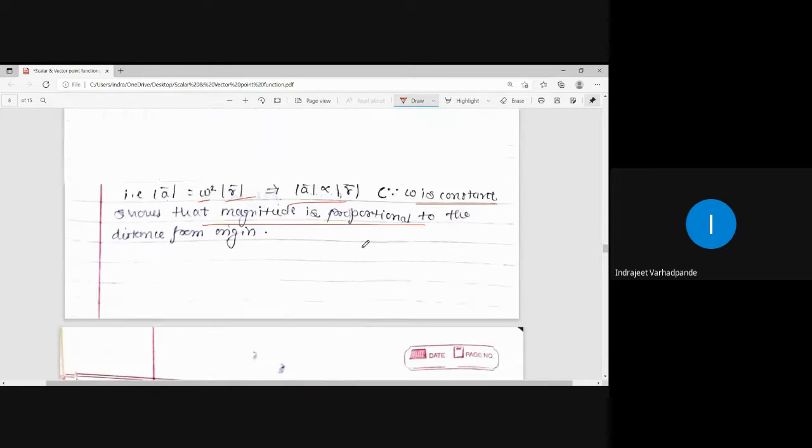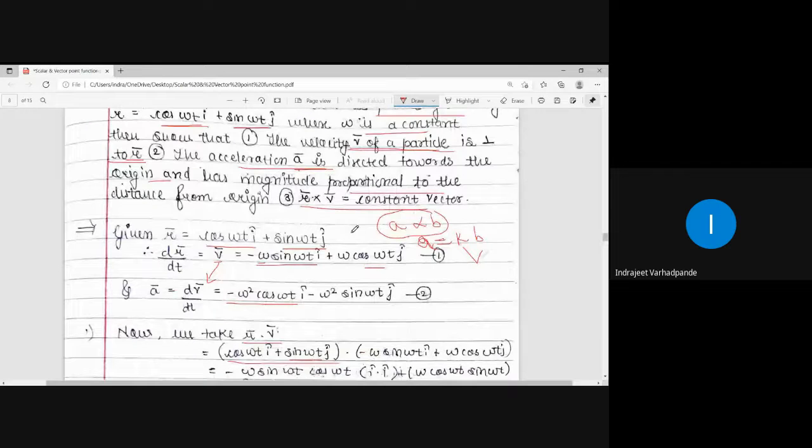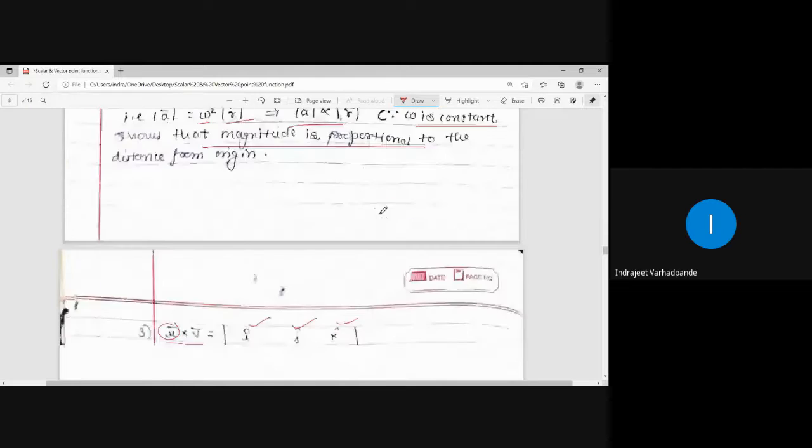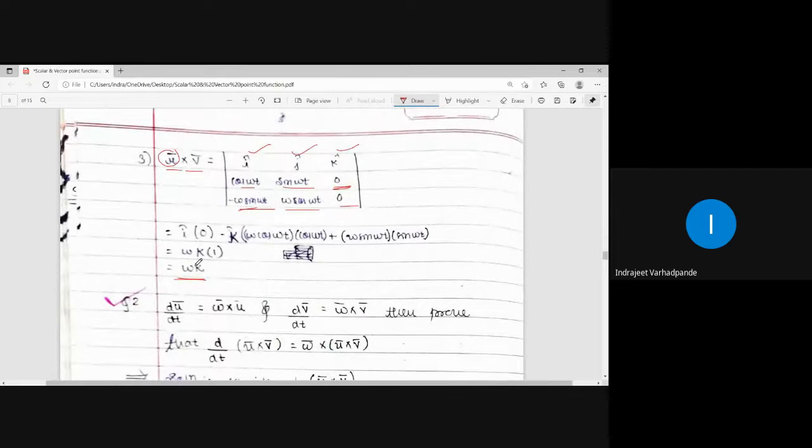r bar cross v bar. And this was the last quantity which we have to show that it is a constant vector. Omega is constant, k is the unit vector. So omega into k cap, this is the final answer. R bar cross v bar is nothing but the constant vector.